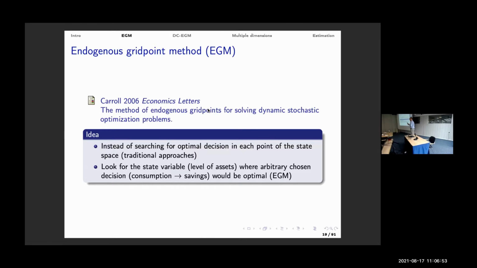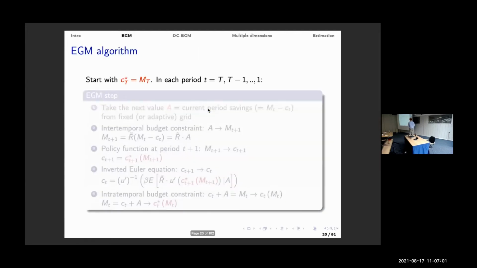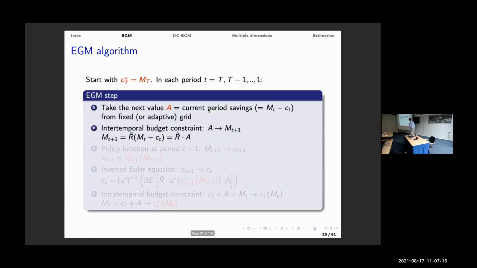Okay, and now it turns out that where it would be optimal is easy to compute. It's a direct computation in a certain class of problems. So here is how it goes. It is still backwards induction, right? So we start with the terminal period where you consume everything, or we start with some arbitrary guess of the policy function. And then we iterate by taking the next value A, and what I mean by the next is the next on some fixed grid, for example.